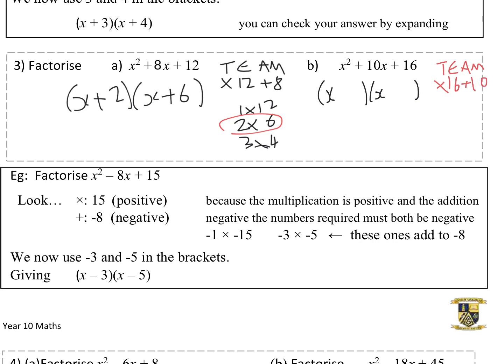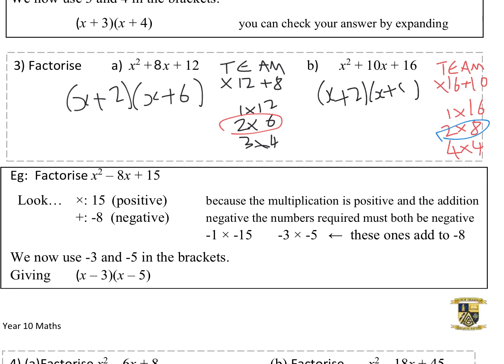So go through your combinations that get 16. 1 times 16, 2 times 8, and 4 times 4. Which of those add to give 10? The answer is 2 and 8. So we put in the 2 and the 8.